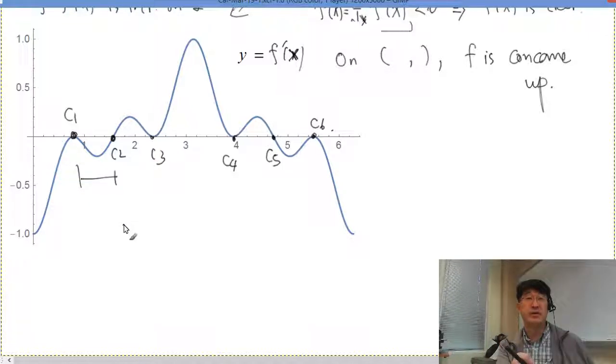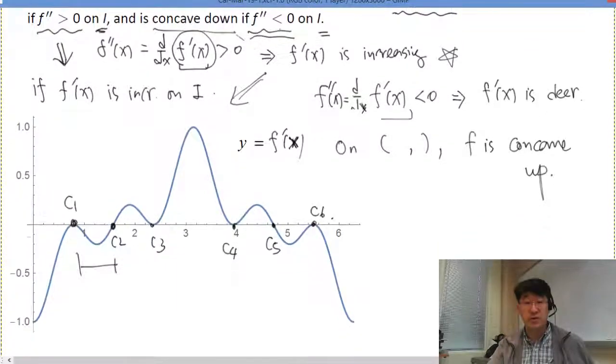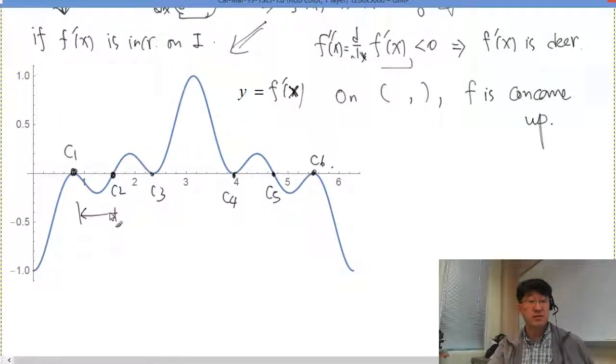According to the test of concavity, what do we need? Is f prime of x increasing in here? This is f prime of x, right? Is this increasing always? This is decreasing here. Not f of x, f prime of x is decreasing. So up to here it must be concave down, because f prime of x decreasing means concave down. How about here? F prime of x is increasing, so it's concave up.